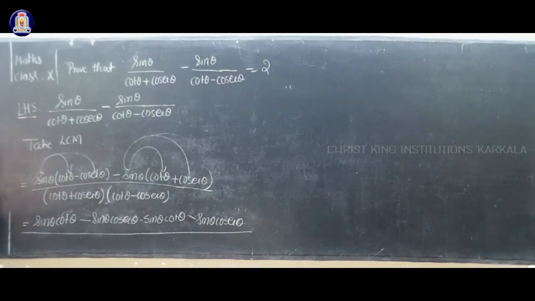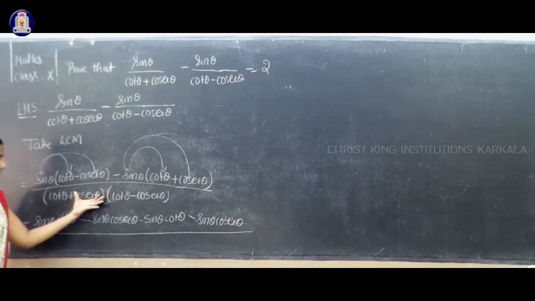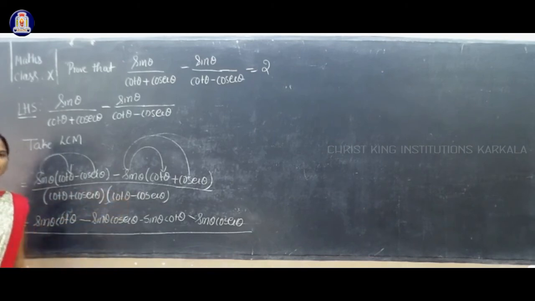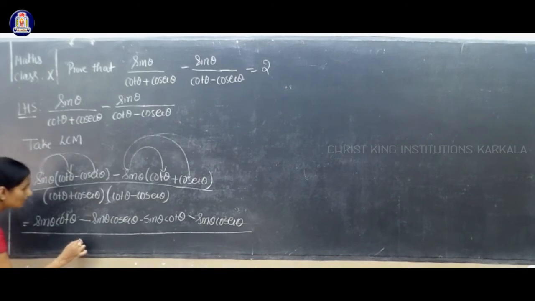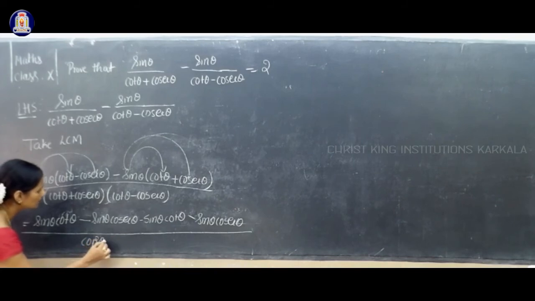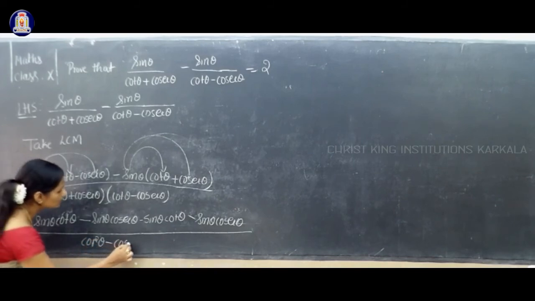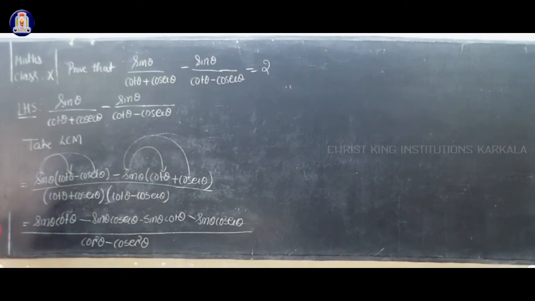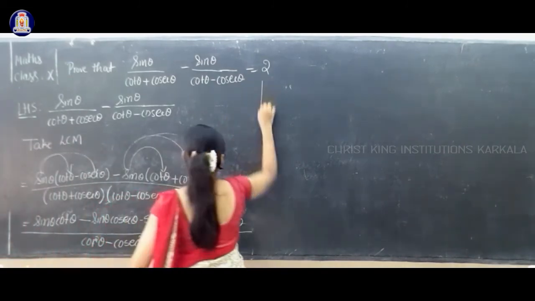Now how to simplify the denominator? See the denominator, cot theta, cosecant theta, and here plus and minus means which formula to use? A plus b, a minus b. So what is a plus b into a minus b? A square minus b square. So it comes as cot square theta minus cosecant square theta.